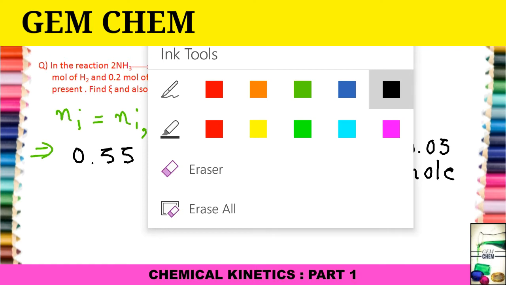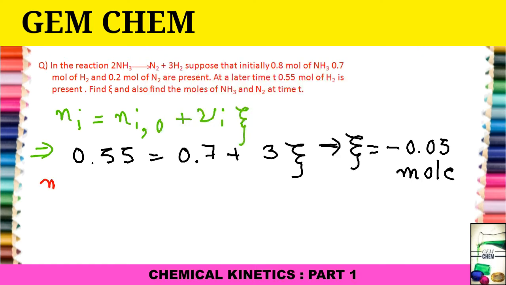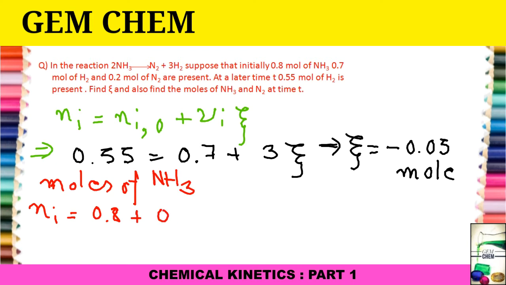Now if we want to find out the number of moles of ammonia, then it will be like this. Ni equals 0.8 given plus 0.1. That is, we multiply 3 into 0.05.